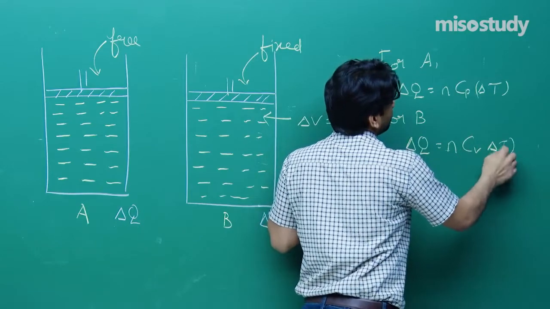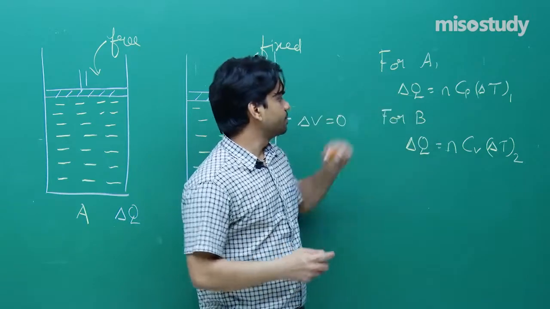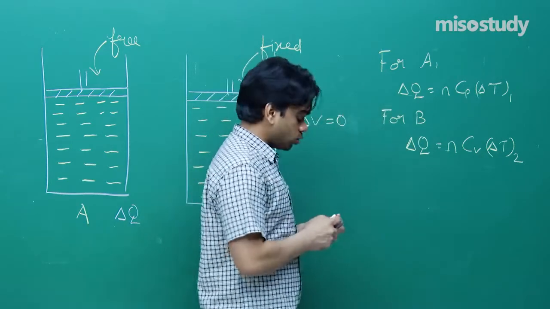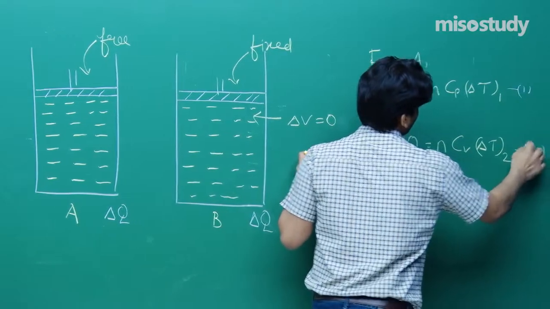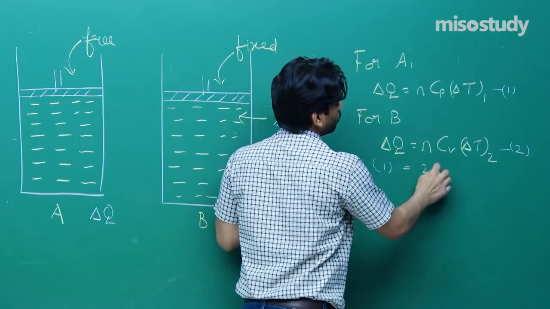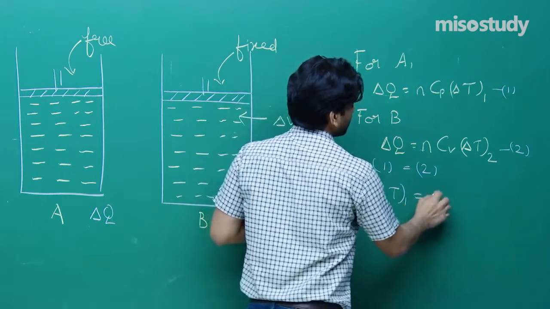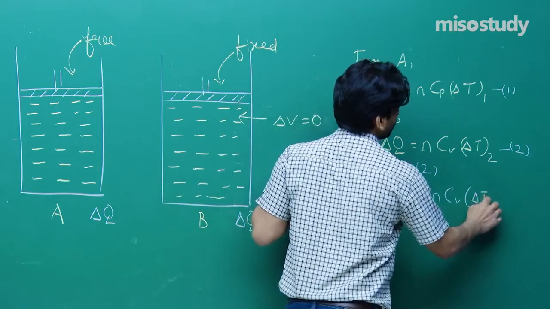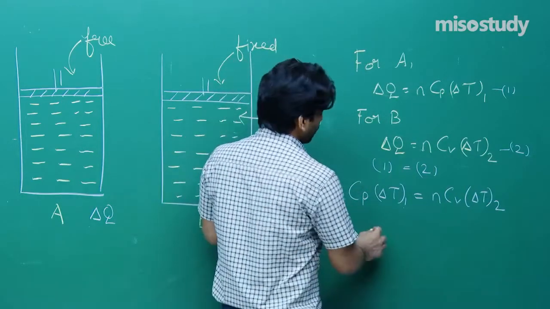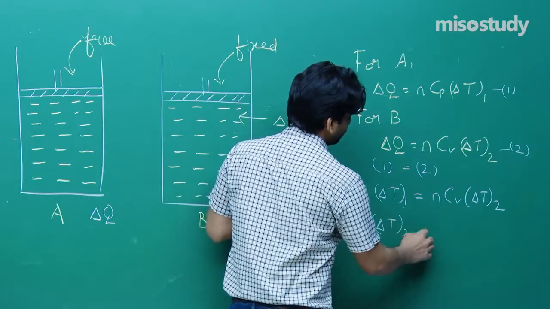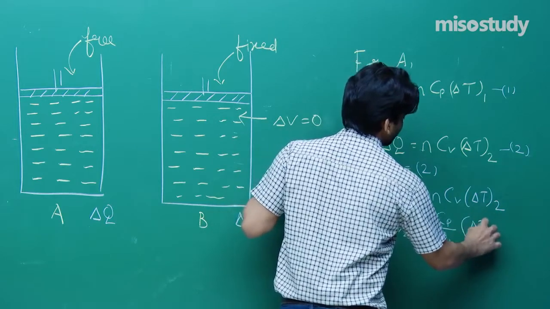NCV delta T, and let's say delta T in this case is delta T2, and in this case delta T1. Since the heat is equal, let's say this is first and this is second, so we can say that 1 is equal to 2: NCP delta T1 is equal to NCV delta T2. From here, the value of N can be cancelled out. You can find delta T2 as Cp by Cv multiplied with delta T1.